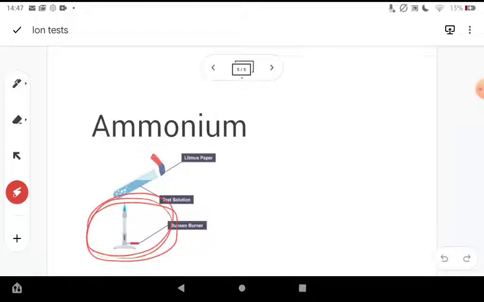So you gently warm it up with a Bunsen burner. That will make it evaporate. You get some damp red litmus paper, and that will make the litmus paper go blue, because the ammonia is a base, and therefore it will go from red to blue.